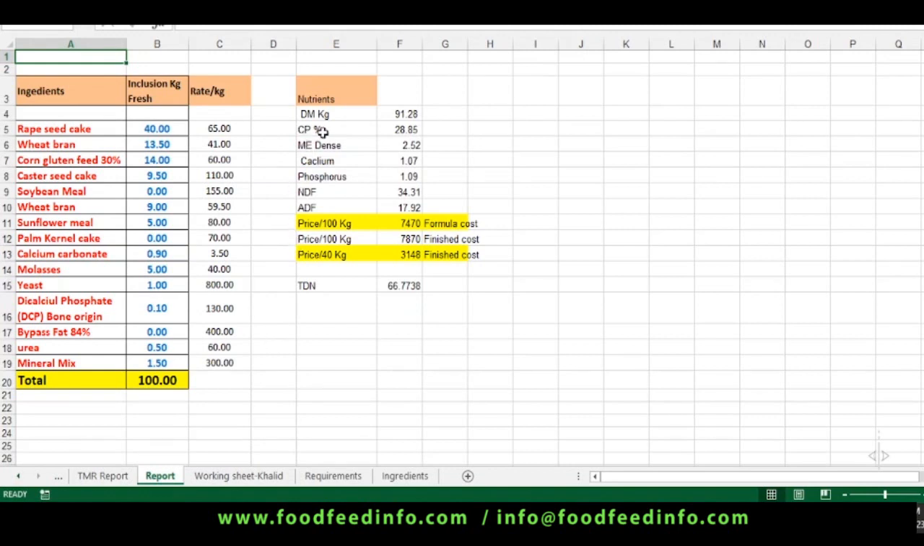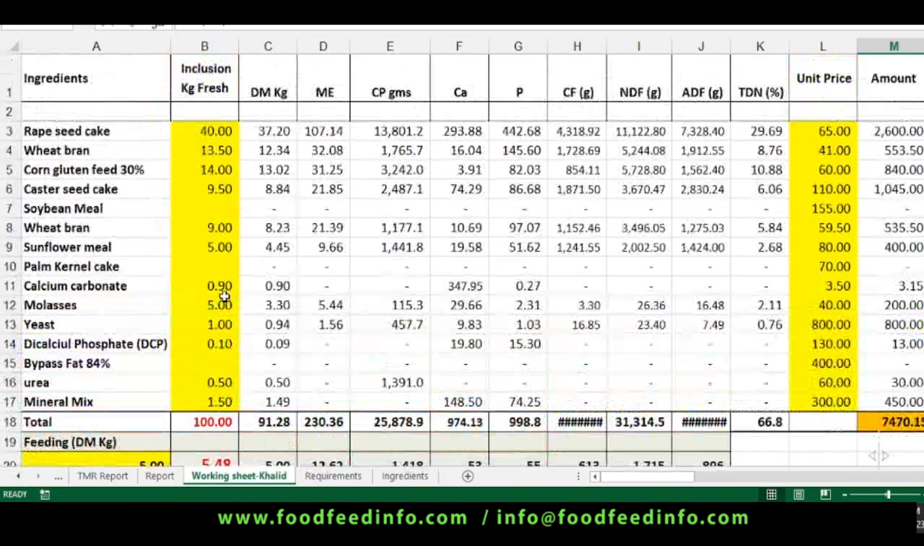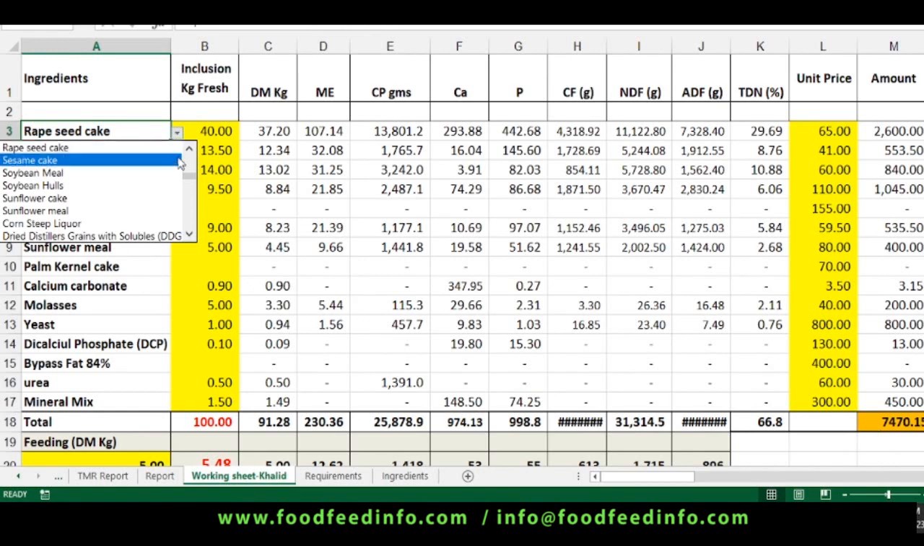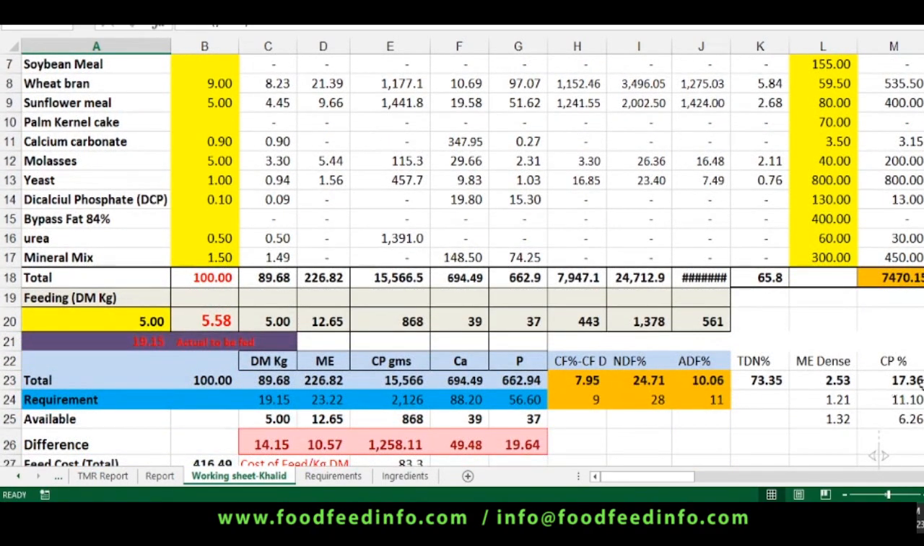Now look at this. The CP concentration in the prepared formula is 28.85. So this is the CP which is available from this concentrate. You can realize how high the protein is. This is actually coming from the corn gluten, 30%, and rapeseed cake. Rather than using this, we use some grain, like white maize. Now the CP concentration is 17.36.